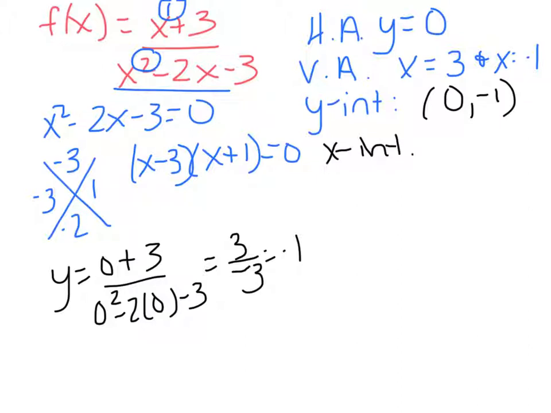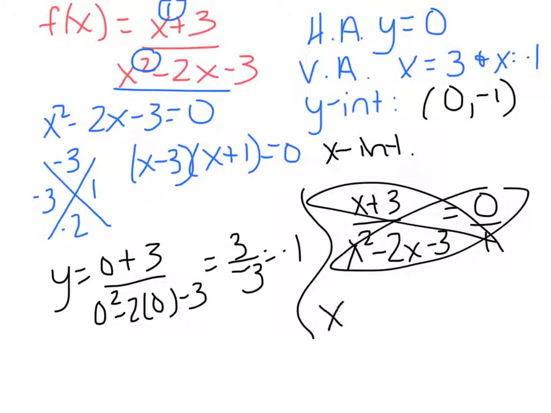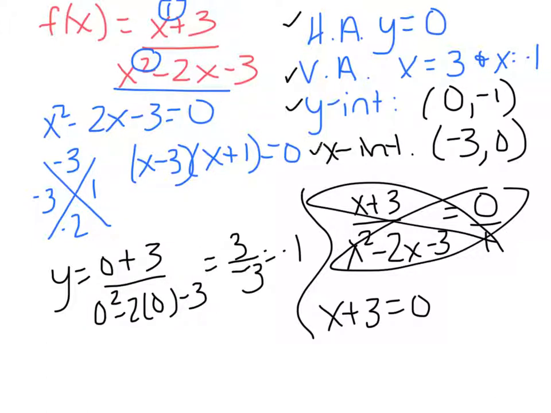For the x-intercept, we're going to set the whole function equal to 0. In the previous slide, I had said that you're just going to basically take the numerator and set it equal to 0, because when you do all of this, you cross multiply. It's just your numerator equals 0. So our x-intercept would become -3, 0. So we found the horizontal asymptote, the vertical asymptote, the y-intercept, and the x-intercept.